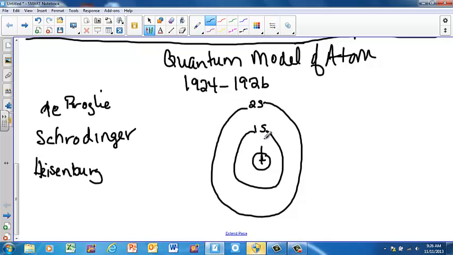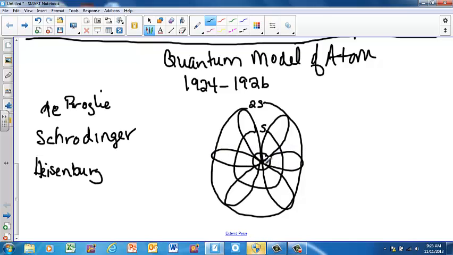Now, we're also going to draw a set of 2p orbitals. So I'm going to have 3 dumbbells. I'm going to have 1, I'm going to have 2, I'm going to have 3. Okay, so these are my 2p. There's 3 of them. Sometimes they're referred to as 2px, 2py, and 2pz, but we're just going to say 2p.